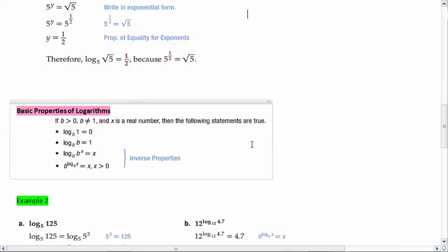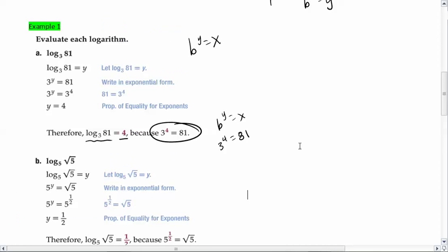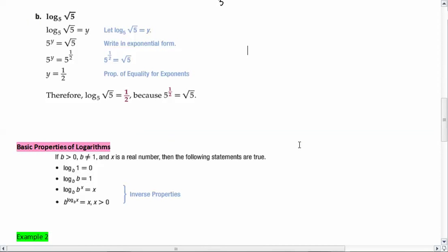That's our log base 5 of root 5 is equal to 1/2, because 5 to the 1/2 is equal to square root of 5. So some basic properties of logarithms, and again, these are all just building on this b to the y equals x business. If you have log of any base, log base b, for any b greater than 0 but not equal to 1, and you have log base b of 1, you're going to get 0.